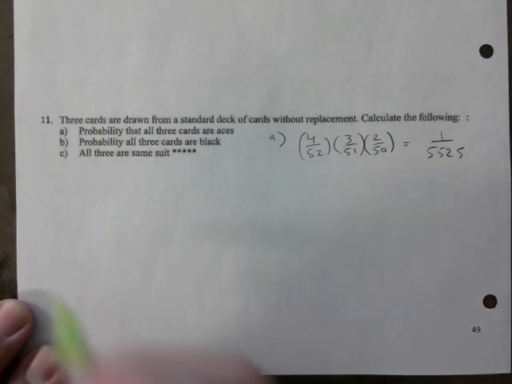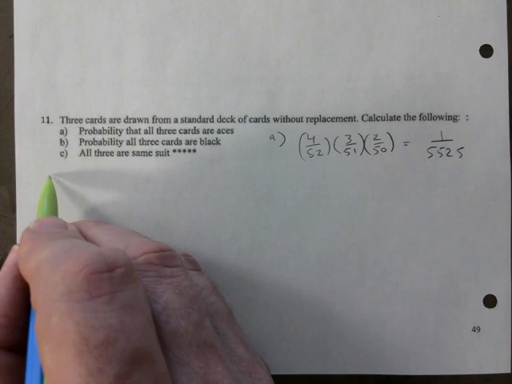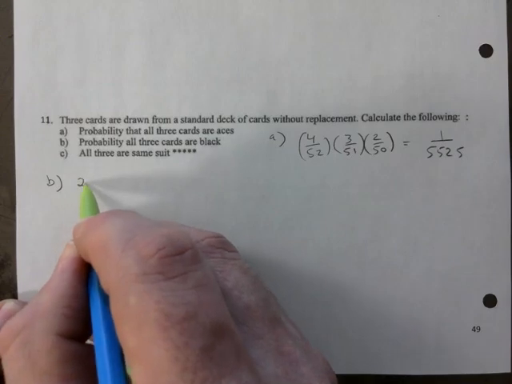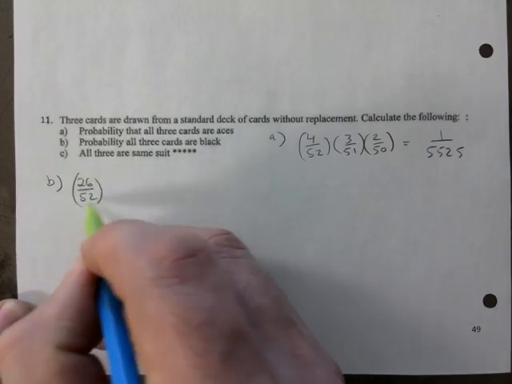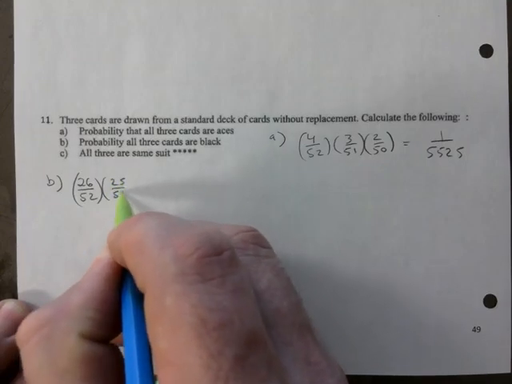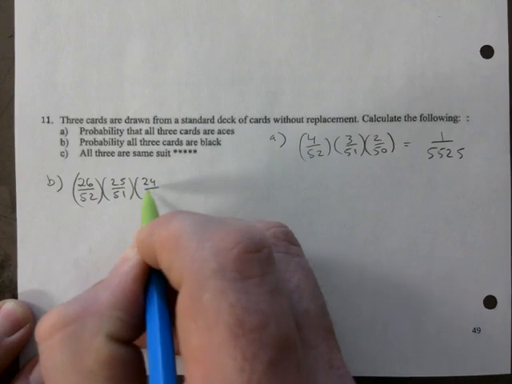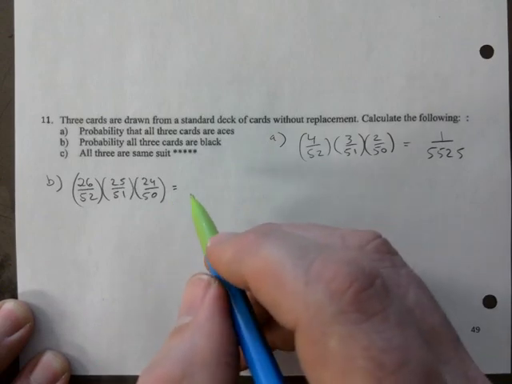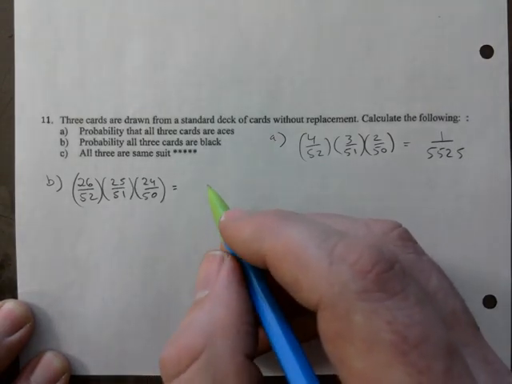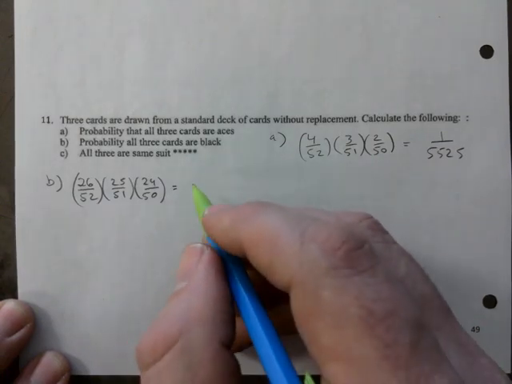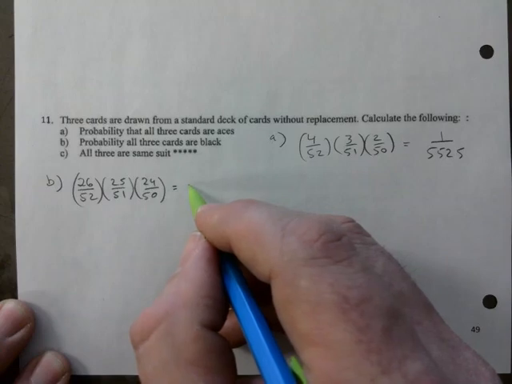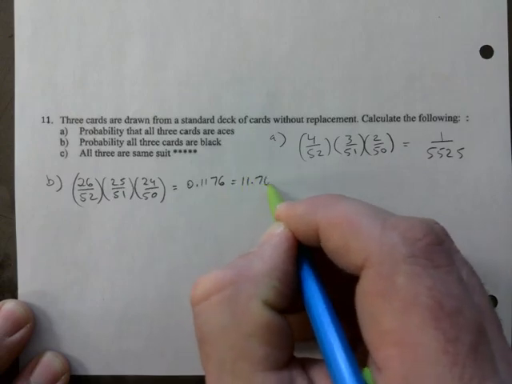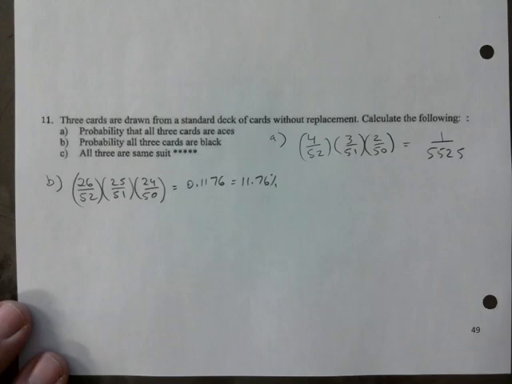That's not where I want to park. I want to get to C here. Probability that all 3 are black cards. How many black cards, right? 26 out of 52. And then it's 25 out of 51. 24 out of 50. Okay. That gives you, if you simplify that, I'm just going to give you this. 0.1176. How's that to mix everything up? 11.76% if you do that right. Okay.